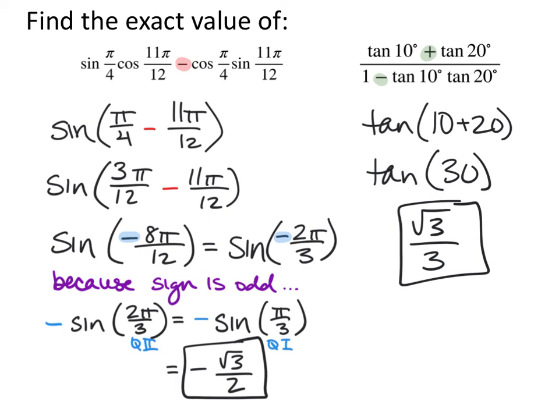Sometimes you have to be a little creative. The last one, pretty obviously this is tangent. That's the formula we're using. And since the top is positive, we know we're adding. So this is going to be the tangent of 30. And the tangent of 30 is square root of 3 over 3.